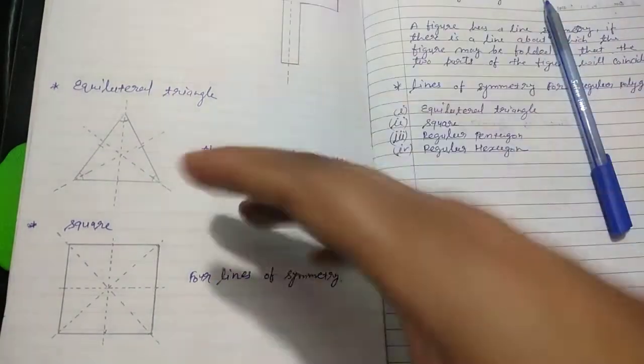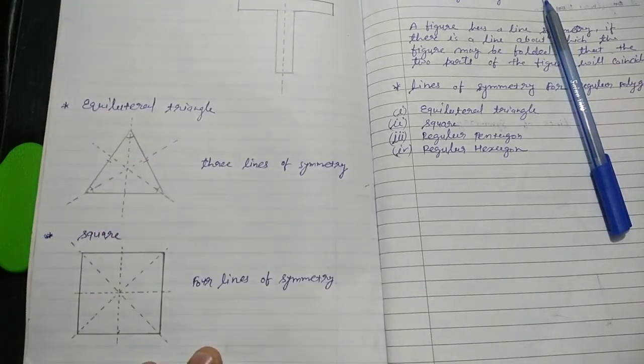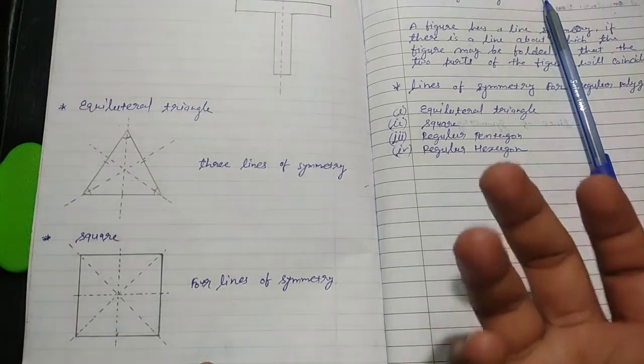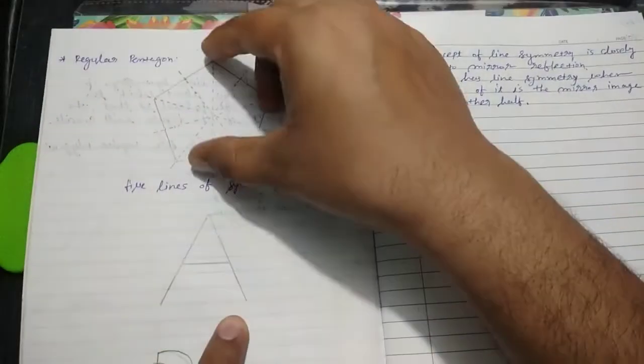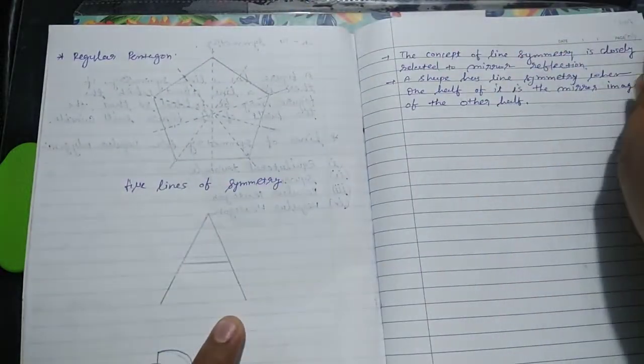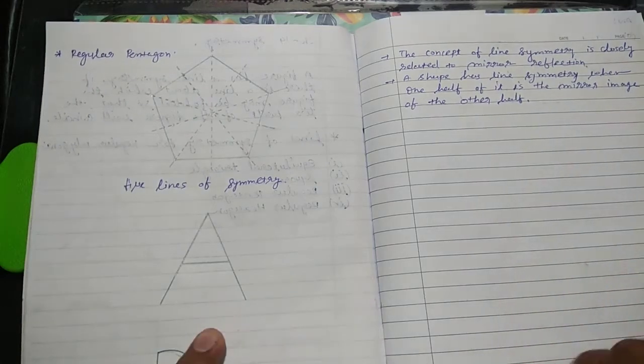So from these 2 polygons, what do we get? Here we get that in an equilateral triangle there are 3 sides and 3 lines of symmetry. In a square there are 4 sides and 4 lines of symmetry. Then what about the regular pentagon, which has 5 sides and 5 equal angles? Of course it has 5 lines of symmetry. Here in the regular pentagon, 1 line of symmetry, 2, 3, 4 and 5. And similarly the regular hexagon, which has 6 sides, has 6 lines of symmetry.